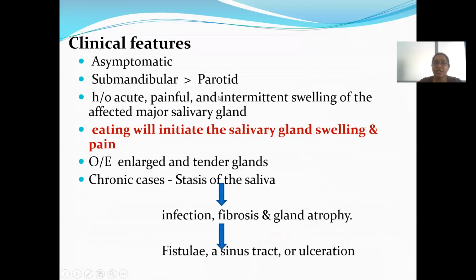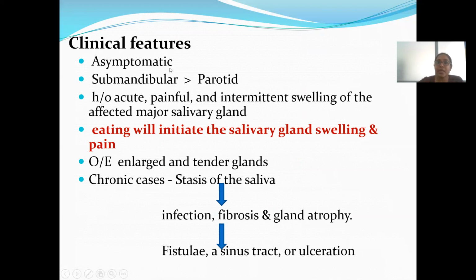Coming to the clinical features, as I already told, it is usually asymptomatic. Why is it asymptomatic? Because the main problem we are going to face is when the duct is getting blocked by the sialolith, that is when the symptoms arrive. In the initial stages where the sialolith is very small, definitely it will not be blocking the passage of your saliva, so we will not have any symptoms. As it grows, when it completely blocks the duct, that is when symptoms start.